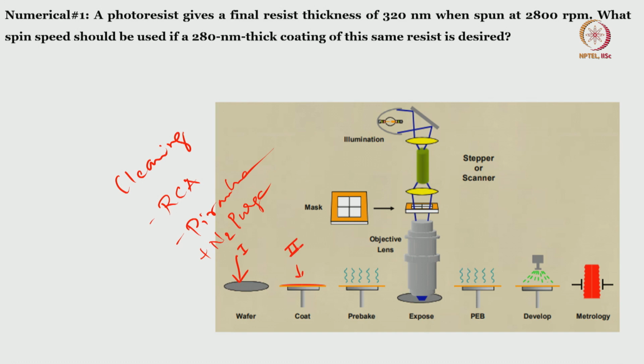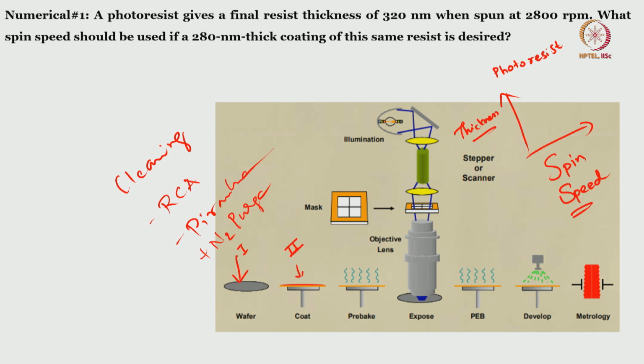So, the important factor here is the thickness of photoresist. For each photoresist, if you see the data sheet, you will find a graph with spin speed and final thickness. Okay. So, this graph would be available in each photoresist data sheet, and it is common sense.